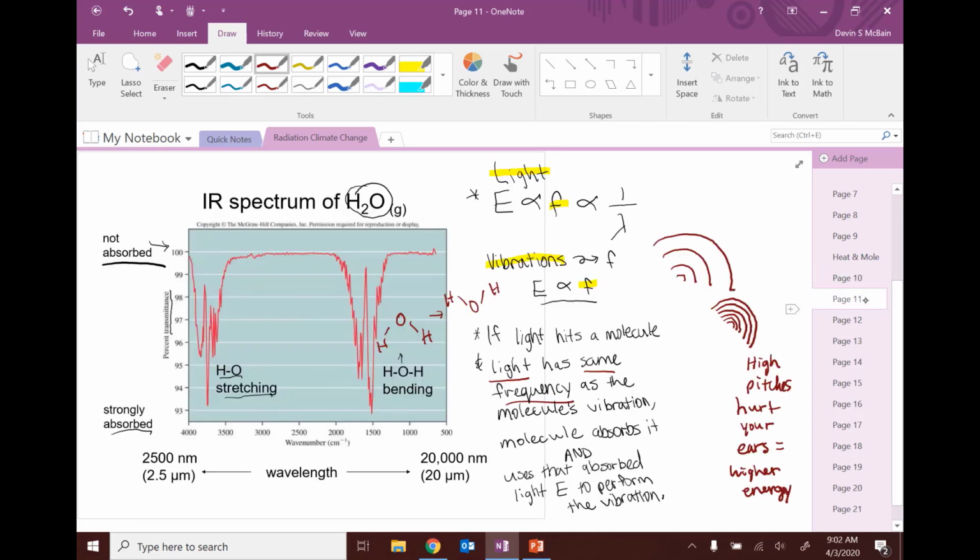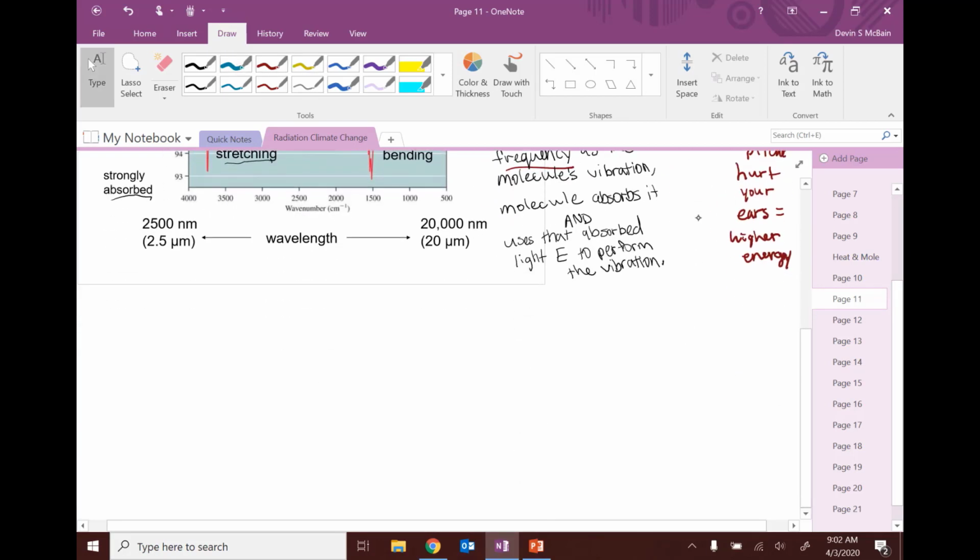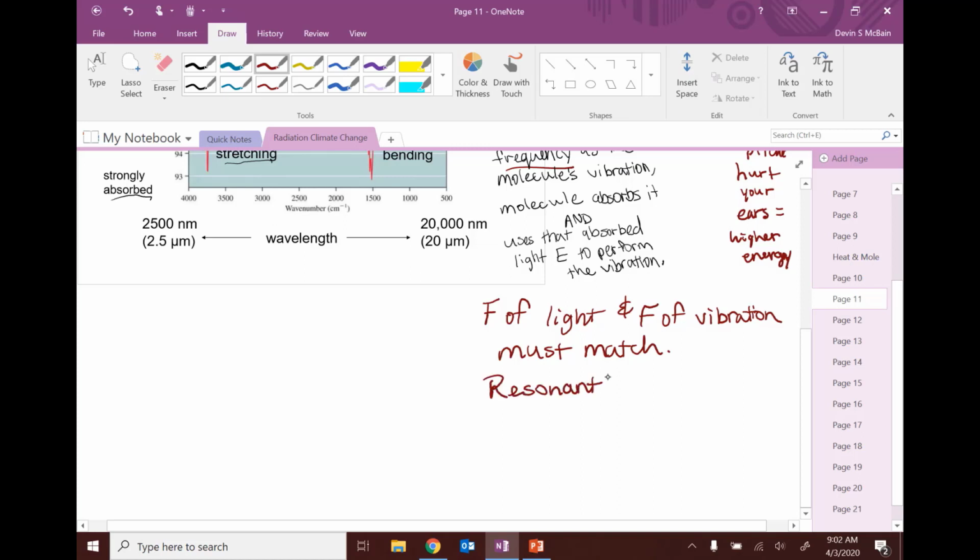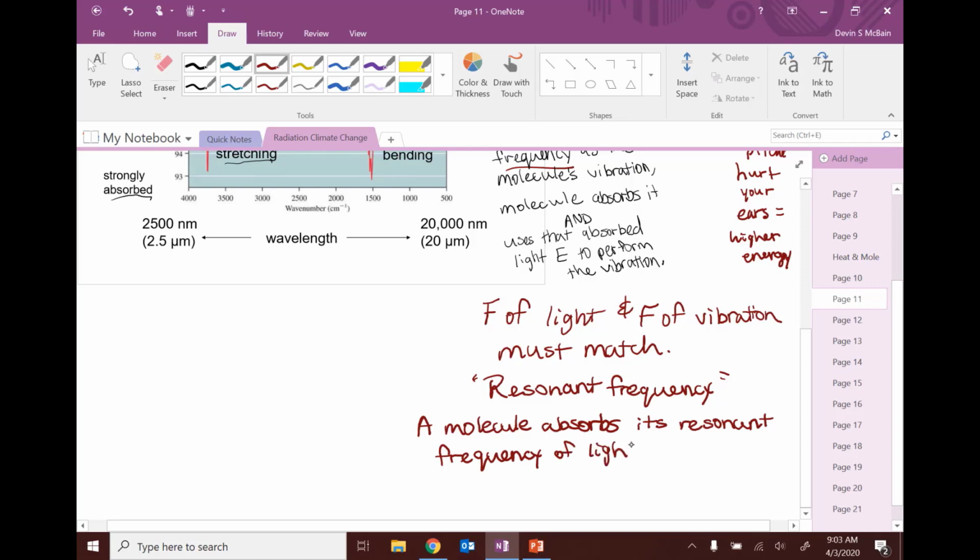I said just in general that if a molecule absorbs any IR light at all, it uses it to perform a vibration. But this is where it gets a little bit magical: the frequency of the light has to match the frequency of the vibration being performed. Okay? The frequency of the light and the frequency of the vibration have to match, and when they do, this is called resonant frequency. So a molecule absorbs its resonant frequency of light and uses it to perform that vibration.